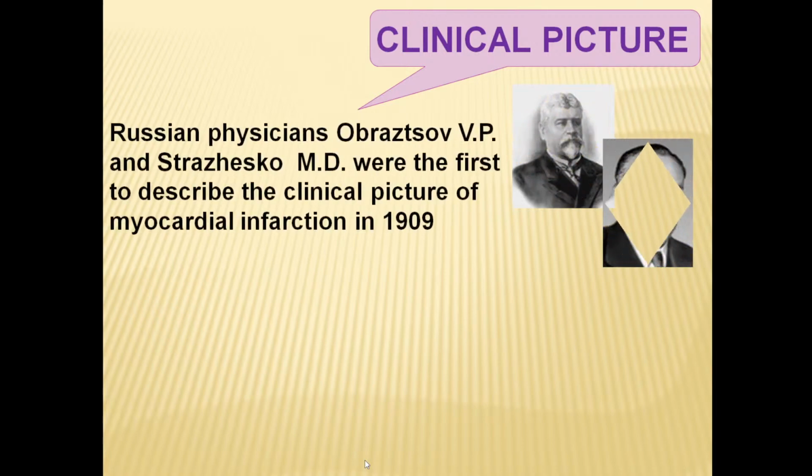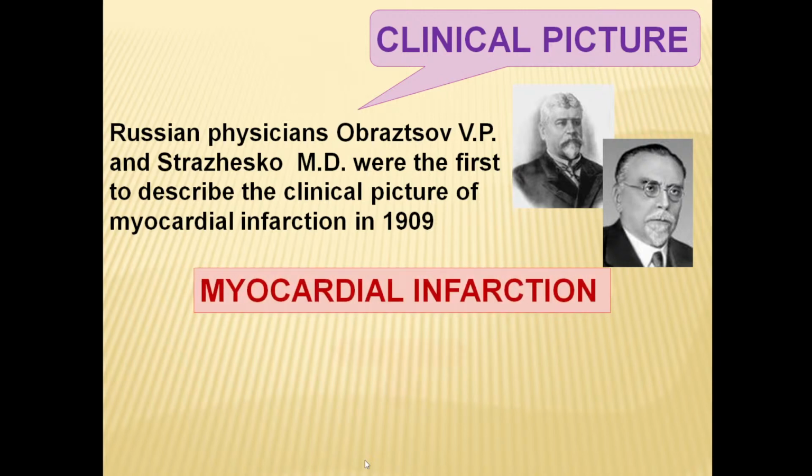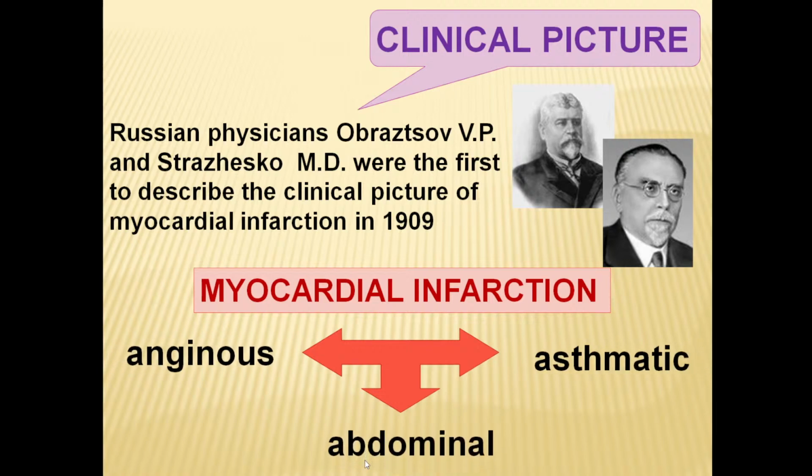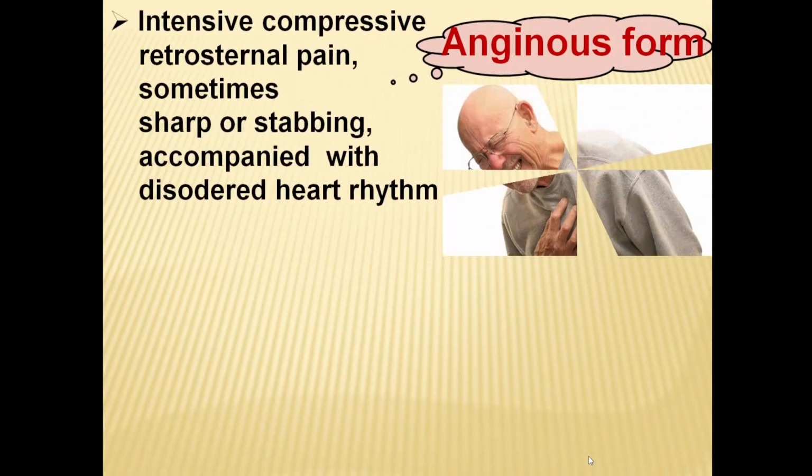The clinical picture of myocardial infarction was described by the Russian physicians Obraztsov and Strazhesko more than 100 years ago. But it is relevant now. Primarily, three main clinical forms of myocardial infarction are distinguished. The classical anginous form, which resembles the clinic of angina pectoris. Asthmatic, when attacks of dyspnea are in the first place, and abdominal, when the clinical picture resembles an acute abdominal situation. Later it will be widened, but now we are also oriented on the described three primary forms.